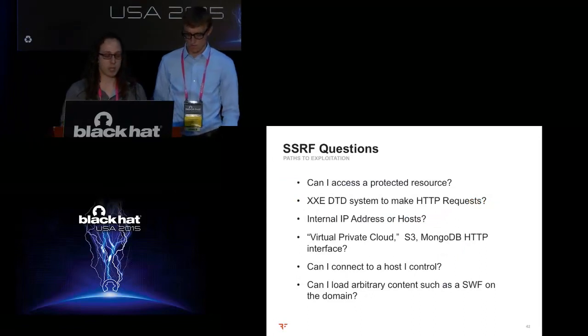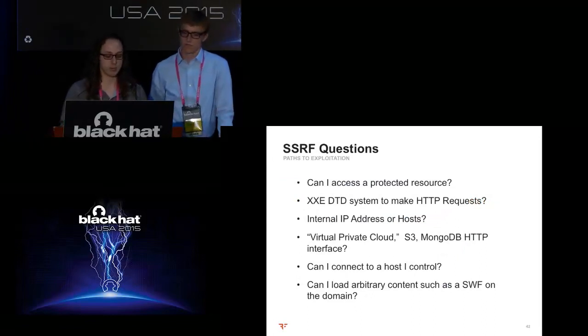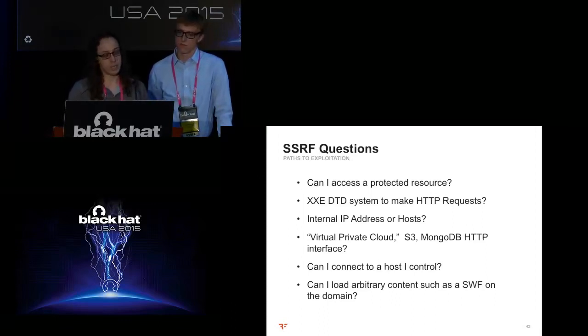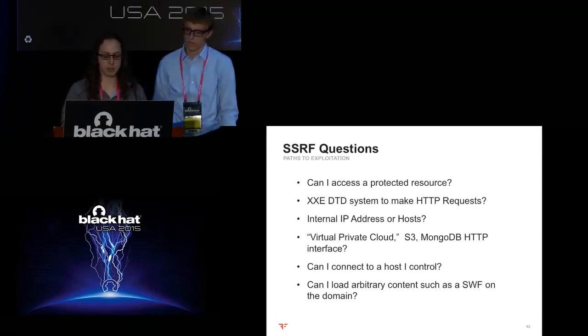The root question is, can I access a protected resource? Another question, can you turn another vulnerability into SSRF? For example, XXE, XML external entities, can be turned into SSRF by defining a DTD system to make HTTP requests. You may be able to make HTTP requests to the internal network and map out the system or access protected resources. Can you identify internal hosts, internal IP addresses using subroot? And can you access those using this vulnerability?